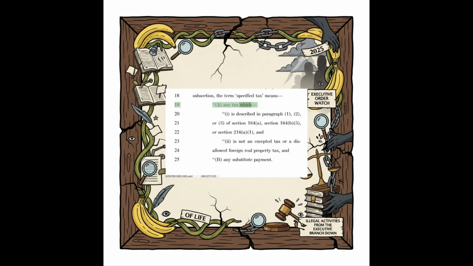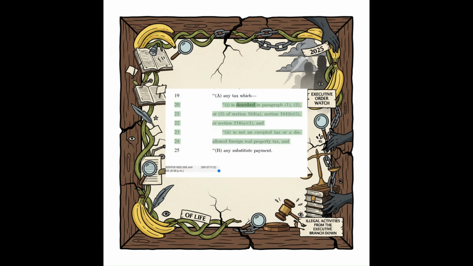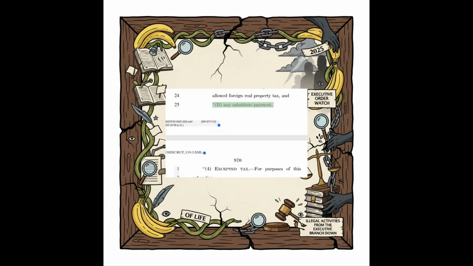Any tax which is described in paragraph 1 or 2 of section 164, section 164, or section 216, and is not an accepted tax or a disallowed foreign real property tax, and any substitute payment.